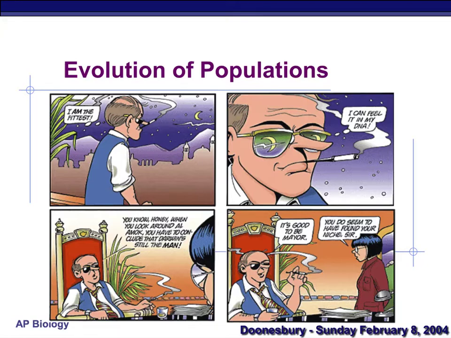So we're going to go through the evolution of populations. Up until now we've just been talking generally about evolution, generally about Darwin, generally about the evidence that points to the existence of the theory of evolution. We're going to start talking about actual changes in populations and how that affects a species over a period of time. So here we go.